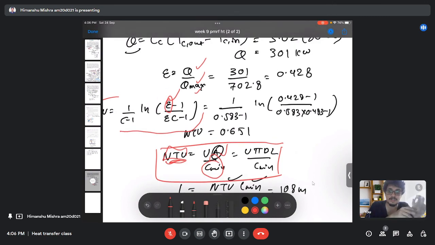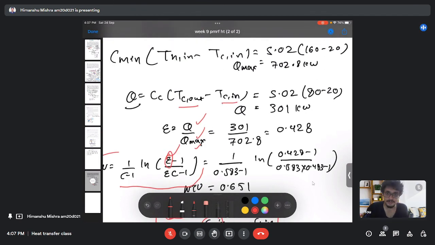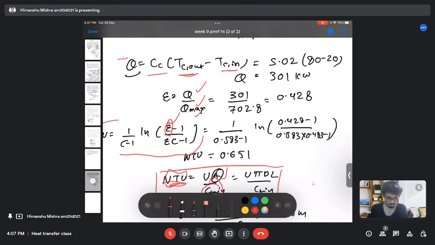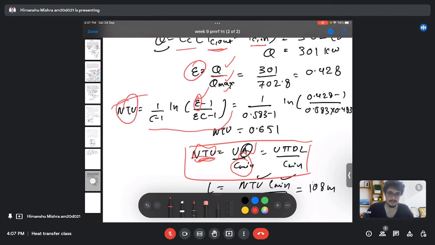To find the maximum heat transfer, you need the inlet temperature of hot and cold fluid. And to find the actual heat transfer, you need both temperatures of either the hot fluid or the cold fluid. So we have been given both temperatures of the cold fluid, that means the cold fluid outlet temperature and inlet temperature, and therefore we can get the actual heat transfer rate. And to get the maximum heat transfer rate, you need the inlet temperature of both hot and cold fluid. So by taking the ratio, we will get the effectiveness, and then NTU from the correlation or using a graph, and then you can use the standard relation to find the geometry. So this is the usual procedure to find the length and area by using the NTU method.